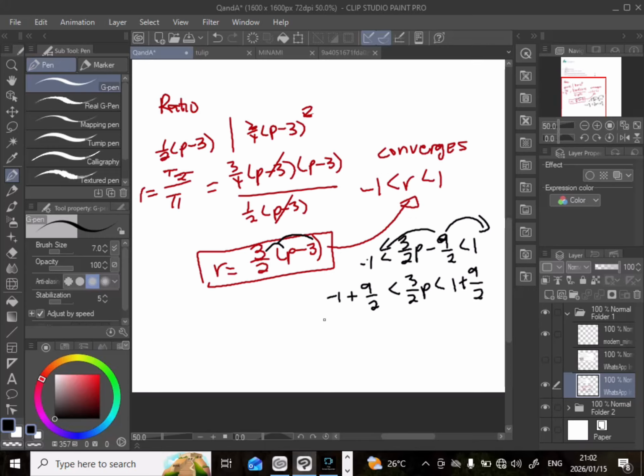So now let's use the calculator and check. Negative 1 plus 9 over 2, answer is 7 over 2. And then let's check if we add, it will be 11 over 2.